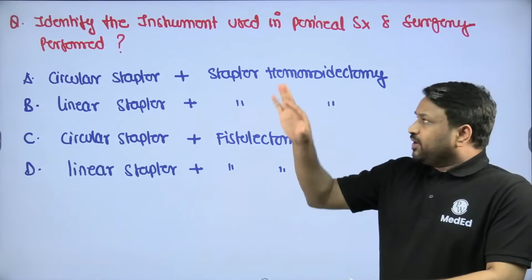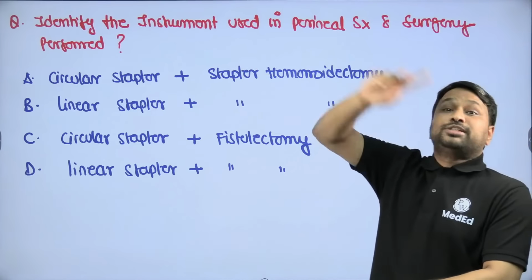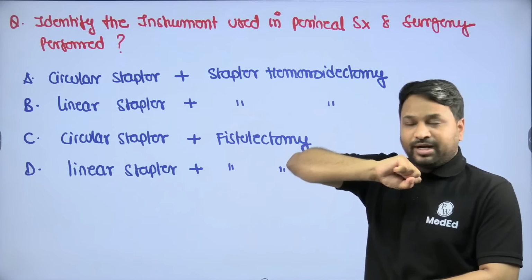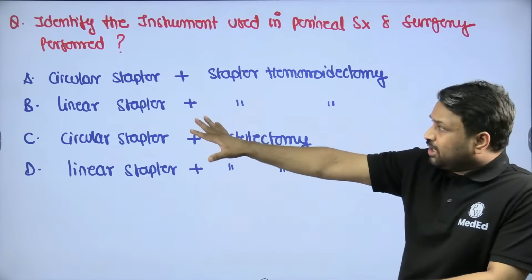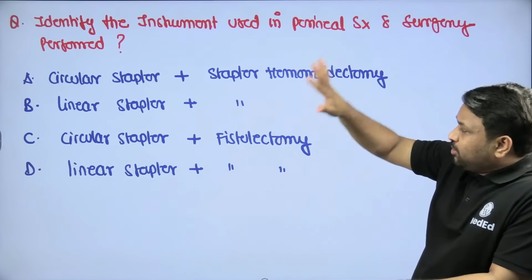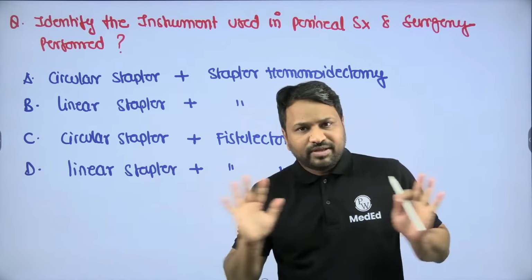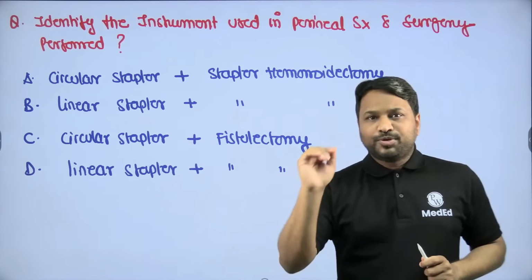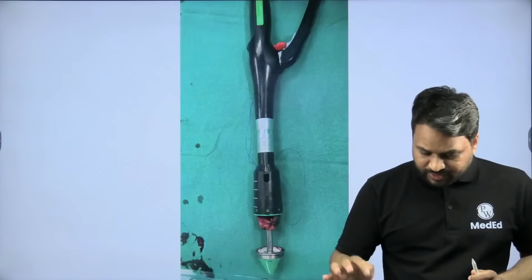I'm going to show you a video where you have to identify the instrument and what surgery we used that instrument for, right? Is it a circular or linear stapler? Are you doing a stapler hemorrhoidectomy or a fistulectomy? That is what you have to identify. The question is simple. You have read the options, and let's now look at the video, right?